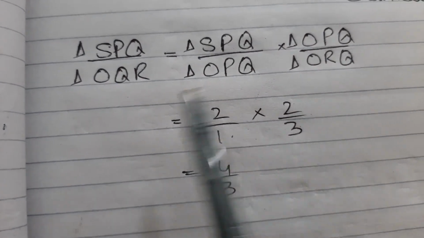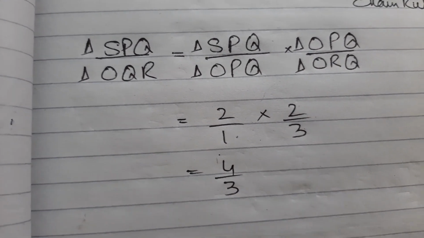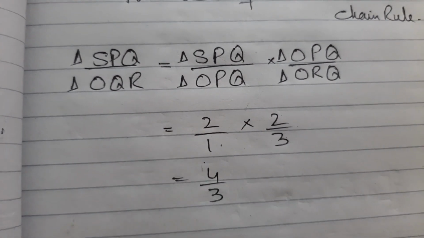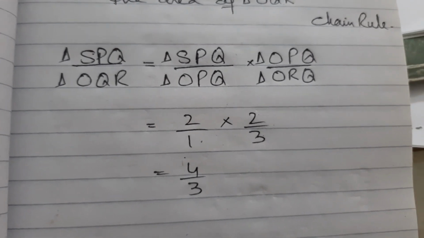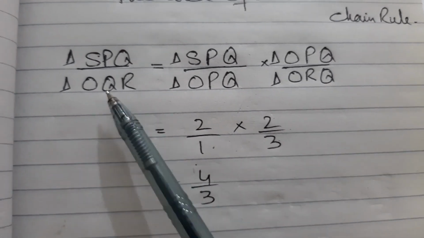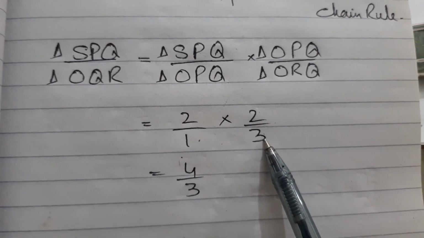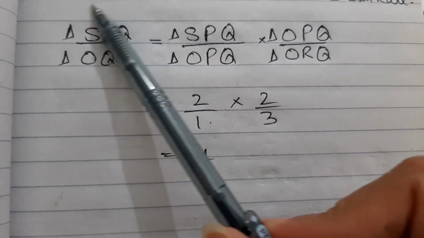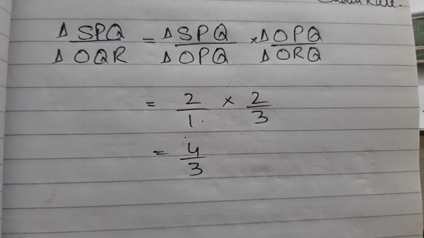Now remember, ORQ and OQR is same triangle. Order matters when you're talking about similar or congruent triangle, right? Here I'm talking about ratio of the triangle, so it doesn't matter. So ORQ and OQR is same thing. So after substituting the values, I got 4:3. So the answer of this is 4:3.